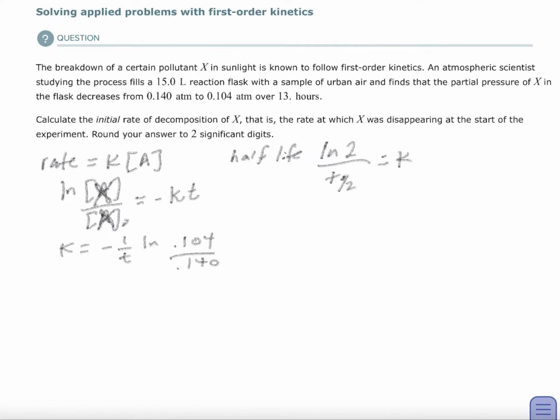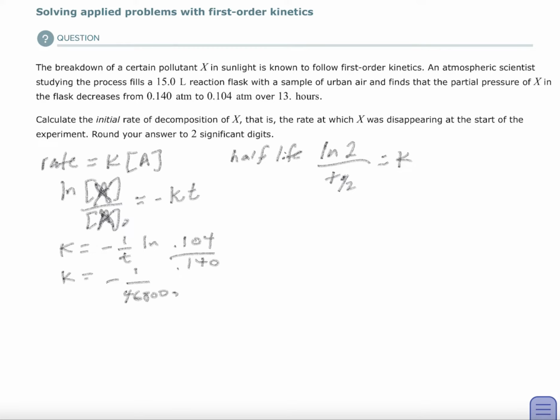And that looks good. So I fill in, I need time, 13 hours. I have to have seconds for this, so 60 times 60 times 13, and so I have 46,800 seconds. So I'm going to say K equals negative 1 over 46,800 seconds. Now I need to divide 0.104 by 0.140 and then take the natural log. I have an LN button on my calculator. That's the natural log of whatever.